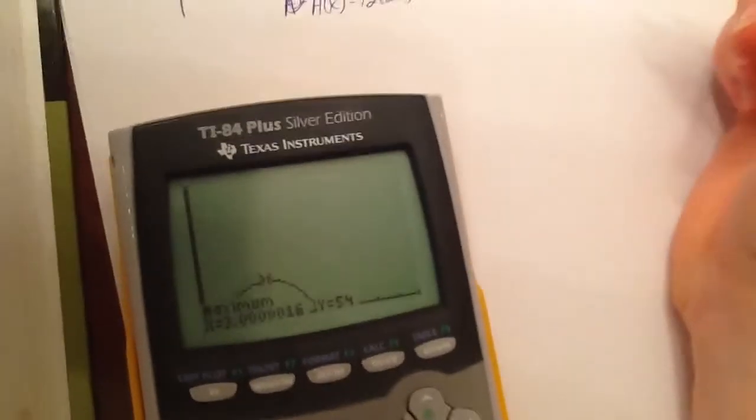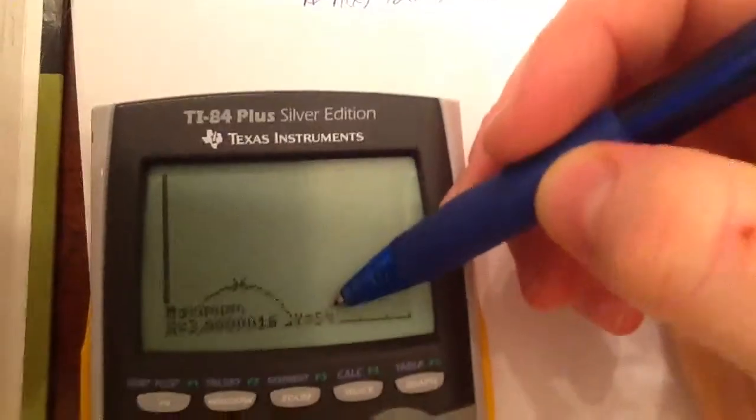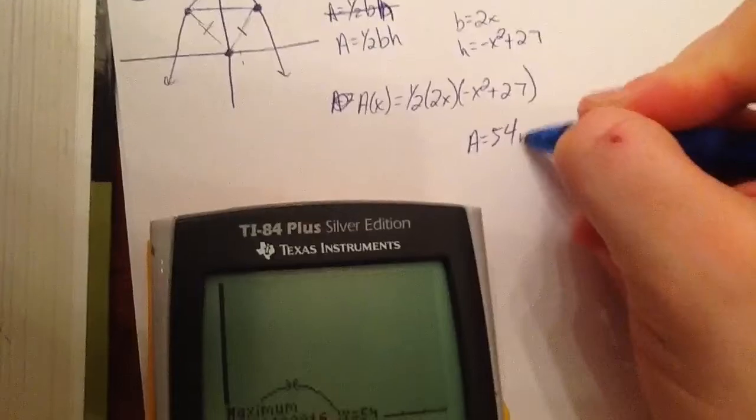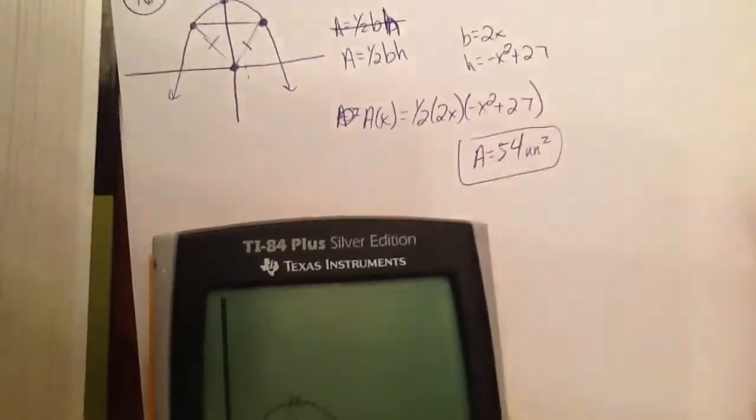So, what was the question? Just the largest area. I didn't ask for the dimensions of the triangle, so there's my largest area right there. Area equals 54 units, whatever it was, squared. Hopefully that's right.